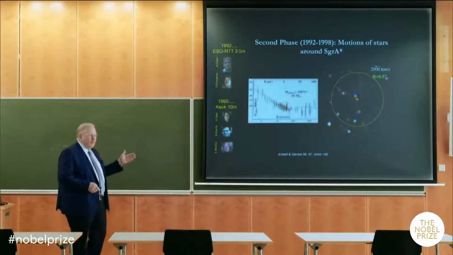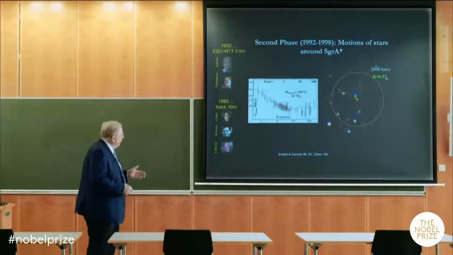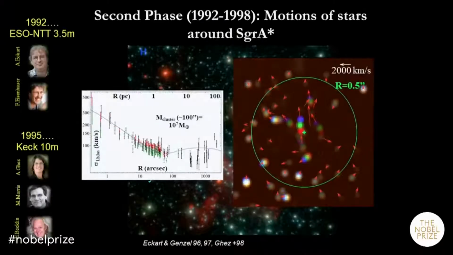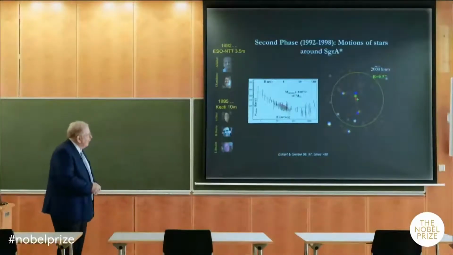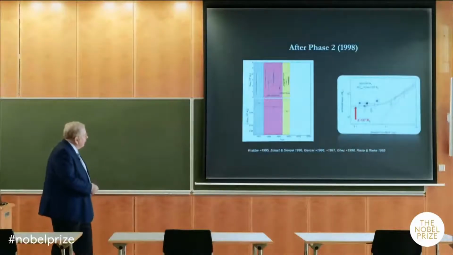And indeed, when you make this more quantitative, you can derive the mean speed of the stars as a function of distance from the radio source. That's what this is. And this tail here is indeed the first quantitative indication that there is a 4 million solar mass or 3 million solar mass object in the center, and further out when this flattens, that is the effect of the star cluster surrounding it. So that was the second phase.